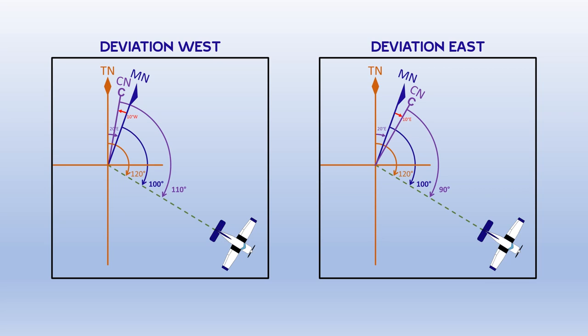In the first situation, when we have deviation west, compass track has a larger value compared to magnetic track. Whereas in the second situation, when we have deviation east, compass track has a smaller value than magnetic track. Thus, we can derive a rule. Deviation west, compass best. Deviation east, compass least.